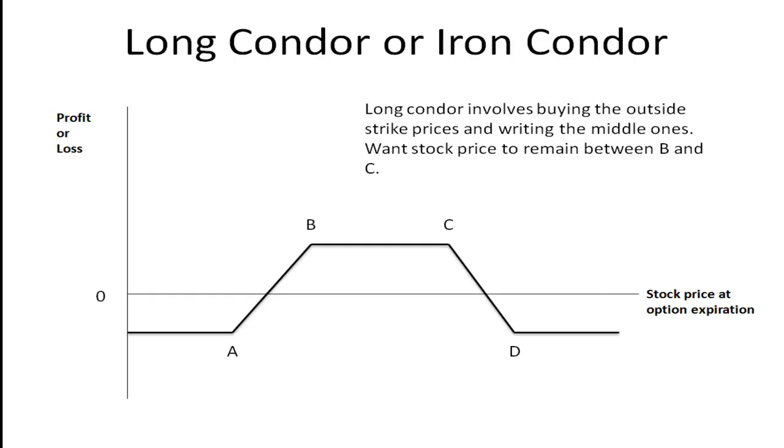Now, what does the payoff picture look like? Well, it looks like this, and these are the wings of the condor. Here we have the case where, to construct this long condor or iron condor, we want to buy the outside strike prices, whether it's a put or a call, here at A and D, and we want to write the middle options with strike prices of B and C.